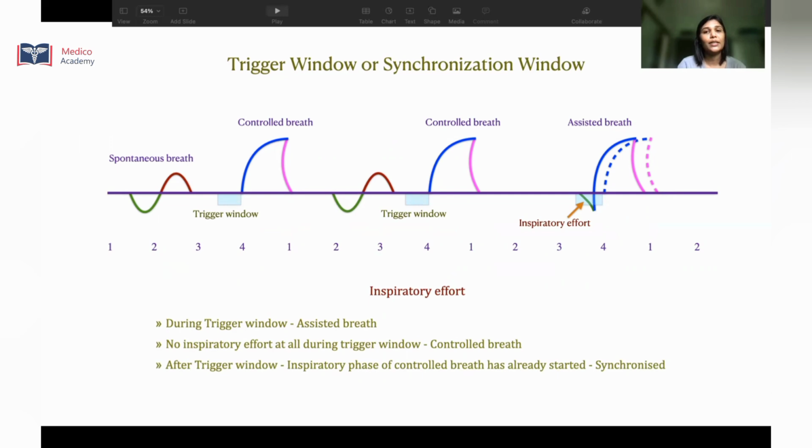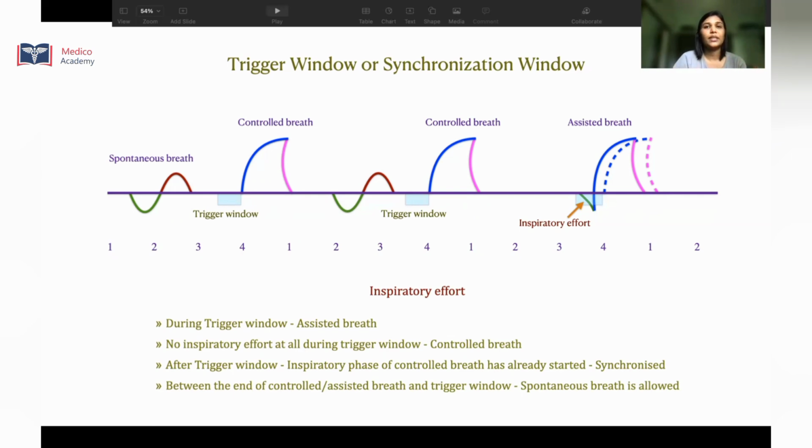There is no fight between the patient and the ventilator, where the patient wants to expire and the ventilator wants to inspire. There is absolutely no fight or asynchrony between the patient and the ventilator. How about the patient having inspiratory efforts between the controlled or assisted breath and the trigger window? Then a spontaneous breath is allowed. So that is what happens in SIMV. So in SIMV, in short, there will be mandatory breaths at fixed time intervals, which will be delivered to the patient. In between the mandatory breaths, the patient can breathe spontaneously.